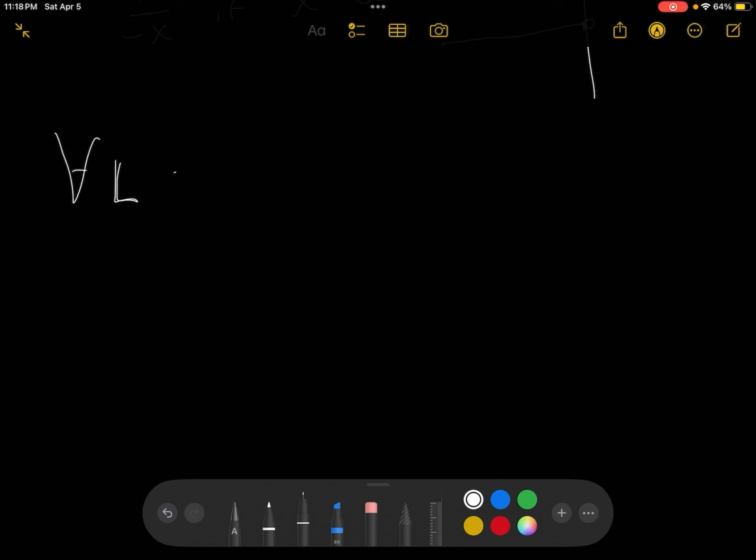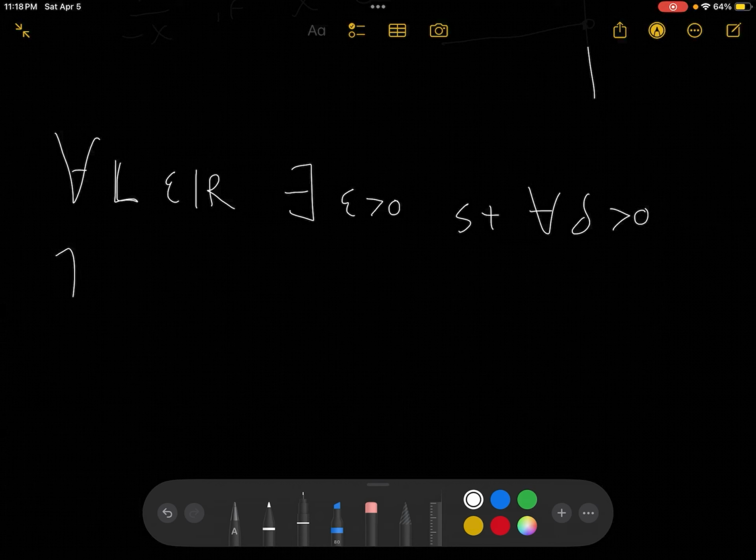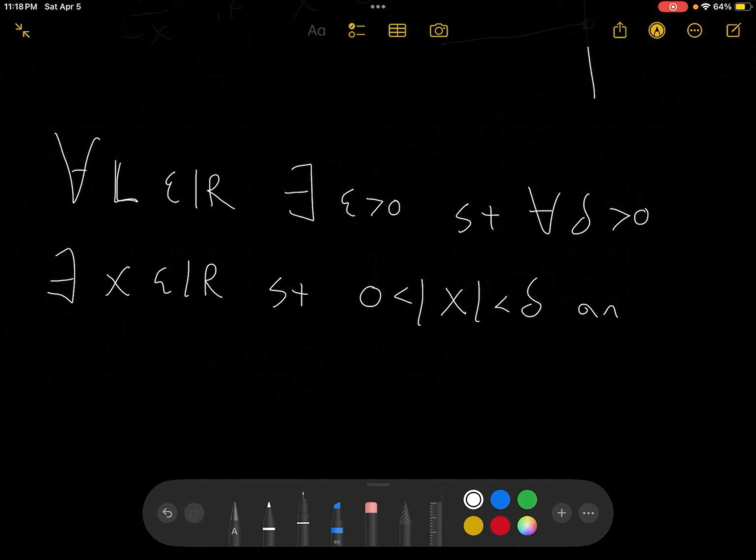And if we want to prove that using the formal definition, what we need to prove is that for every real number L, there exists a positive epsilon such that for every positive delta, there exists some real number x such that the distance between x and 0 is less than delta, and the distance between x over absolute value of x and L is greater than epsilon.